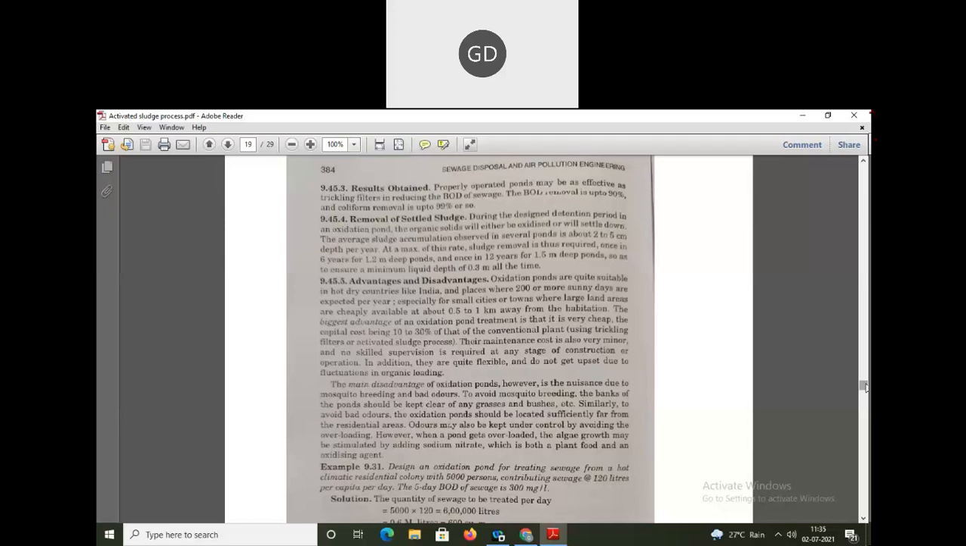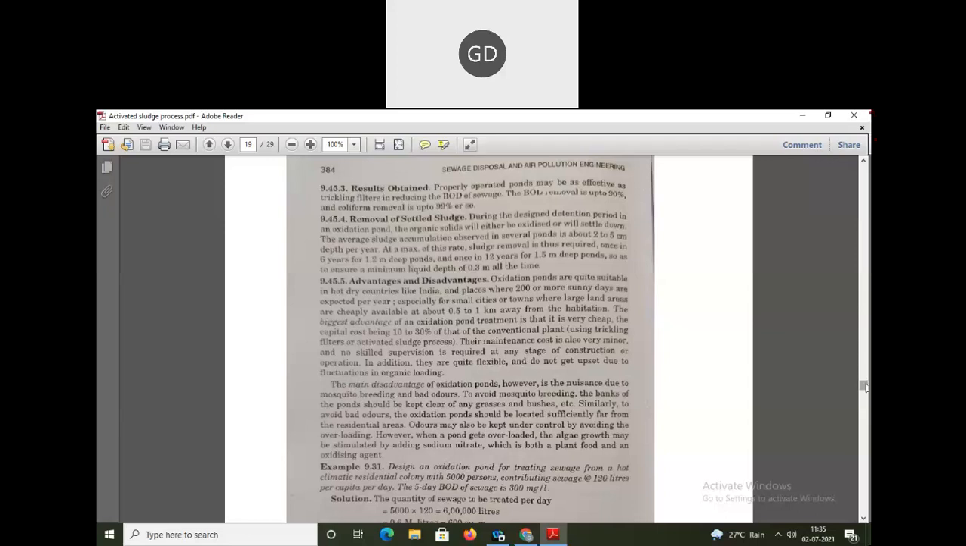The biggest advantage of oxidation pond treatment is that it is very cheap. The capital cost is only about 10 to 30% of that of a trickling filter or an activated sludge process. The maintenance cost is also very low, no skilled supervision is required, and these ponds are quite flexible. These are the advantages of an oxidation pond.